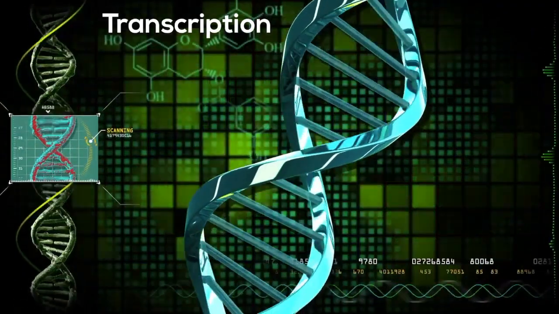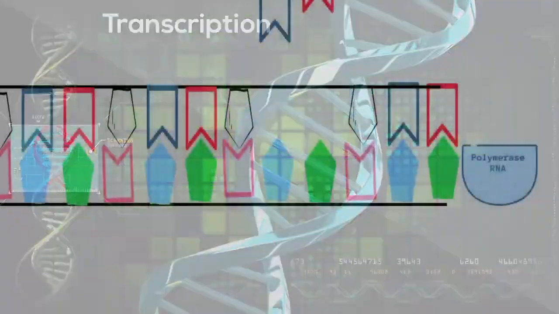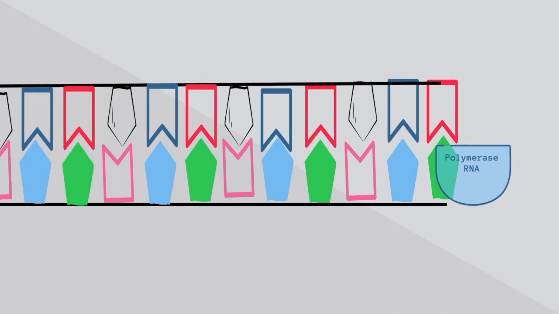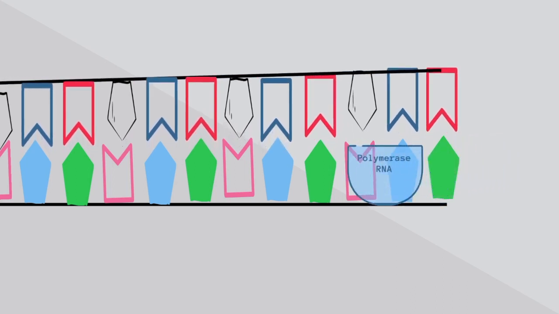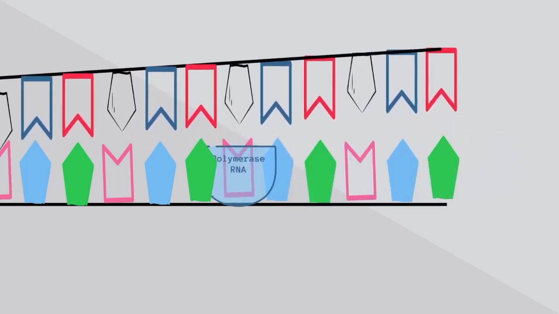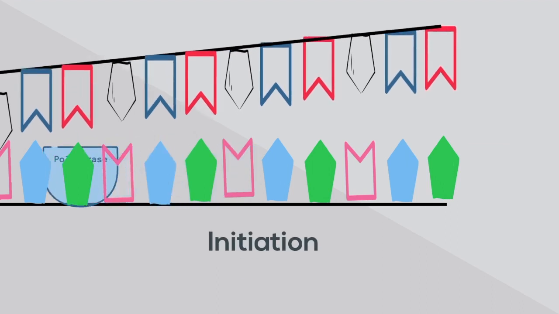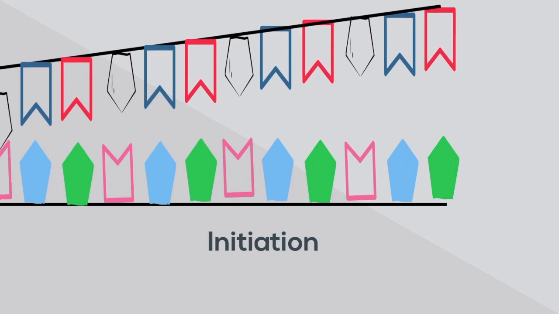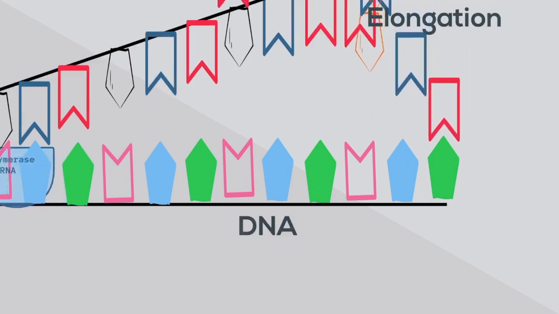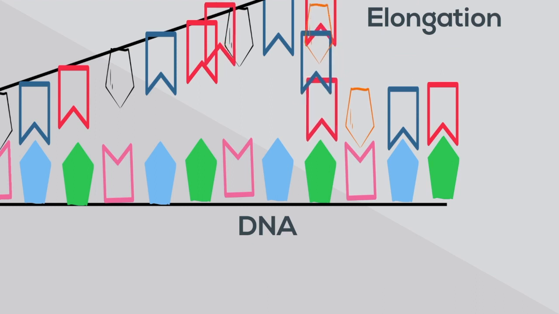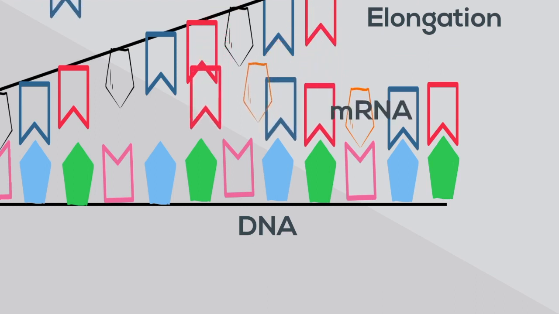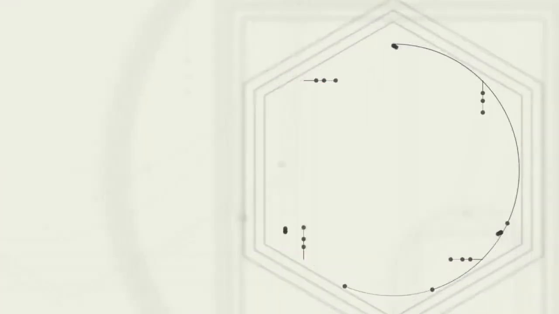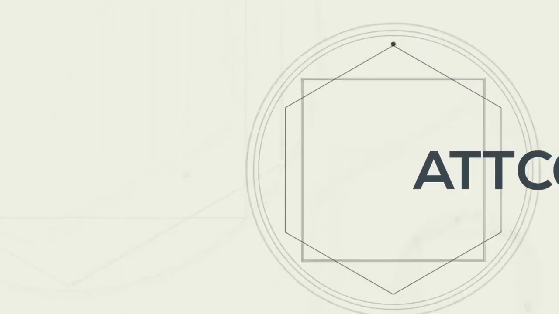When a gene is switched on, RNA polymerase attaches to DNA and causes it to unzip. This is called the initiation stage. As the RNA polymerase moves along the unzipped DNA, bases of RNA attach to the DNA. This stage is called elongation. RNA is similar to DNA, but does not contain thymine, and instead contains uracil.